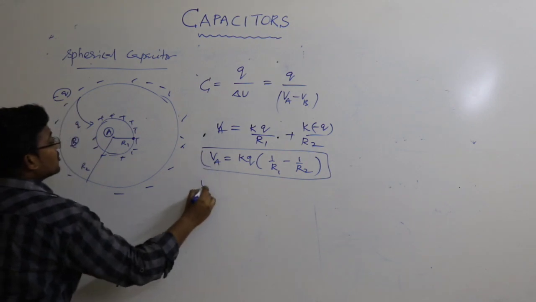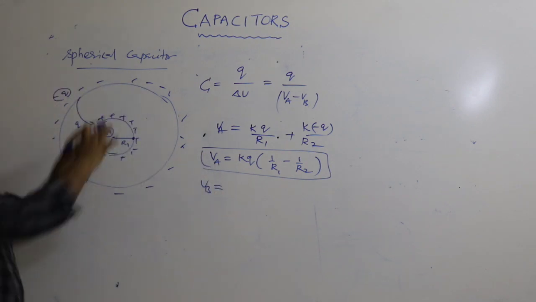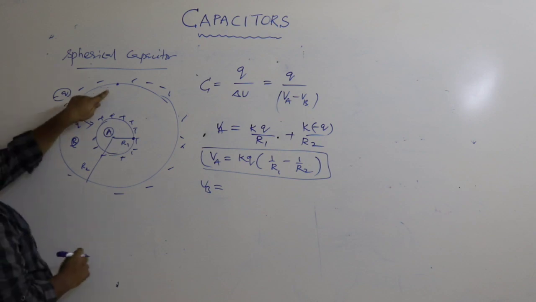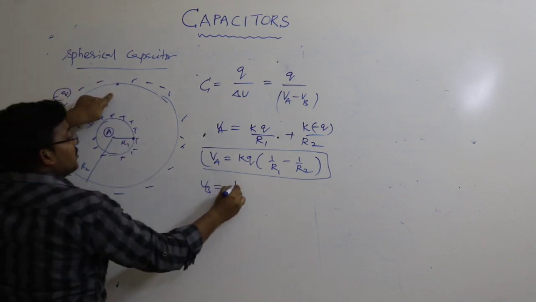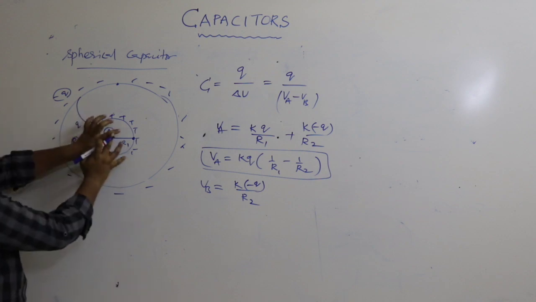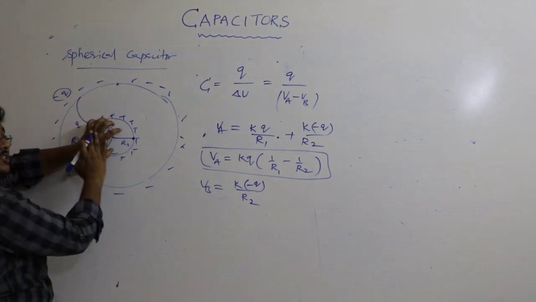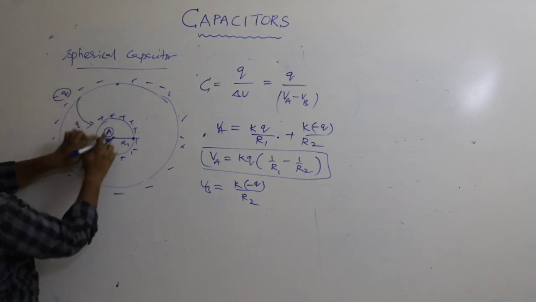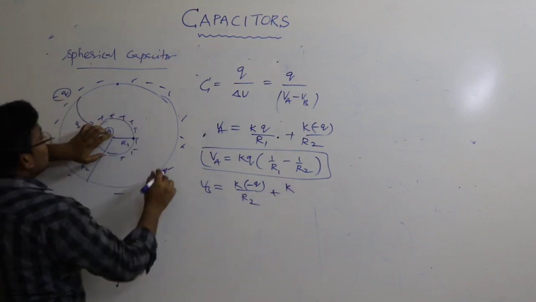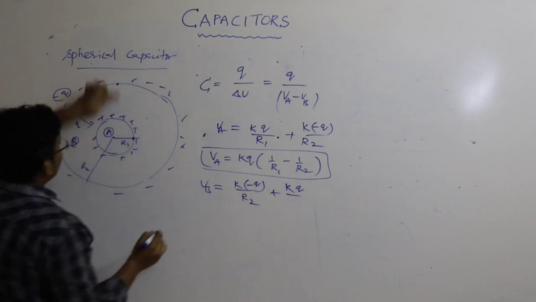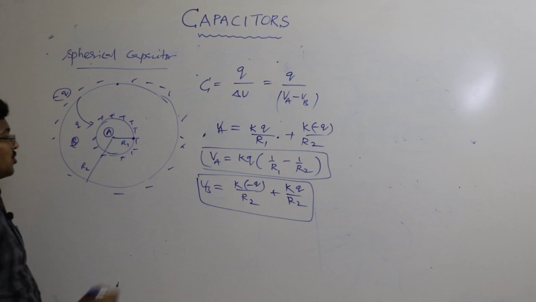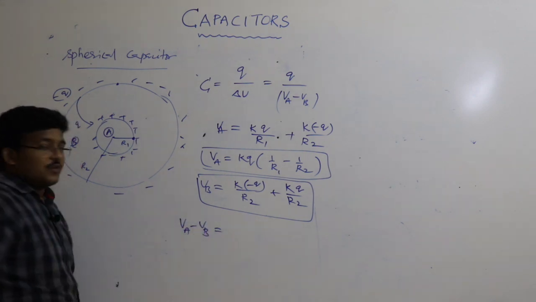In the same way, you find the potential at B. Potential at B has a part due to its own sphere and a part due to the inner sphere. Due to its own sphere, it is K into minus Q by R2. Due to the inner sphere, the point is outside, and you know the formula for outside, KQ by r. So plus K into Q by R2. So this is the potential at B. Now you have potential at A and potential at B, so find the potential difference, VA minus VB.